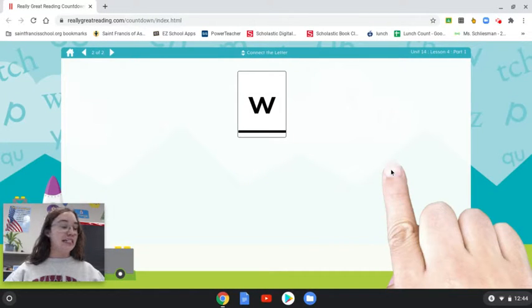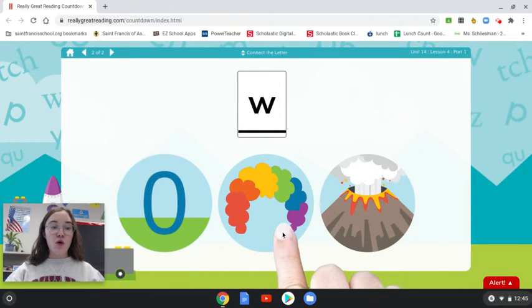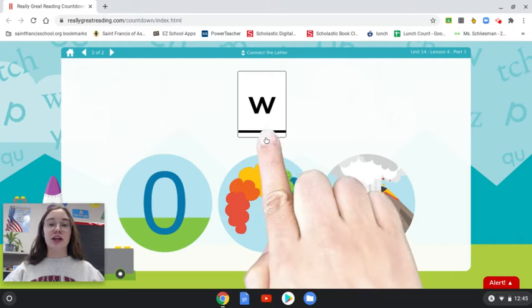This is the letter W. What sound does the letter W spell? W. Right, now let's look at a few pictures and see which one begins with that sound. Zero, wig, volcano. Which one begins with W? Wig. Good. Wig begins with W, so it starts with the letter W.